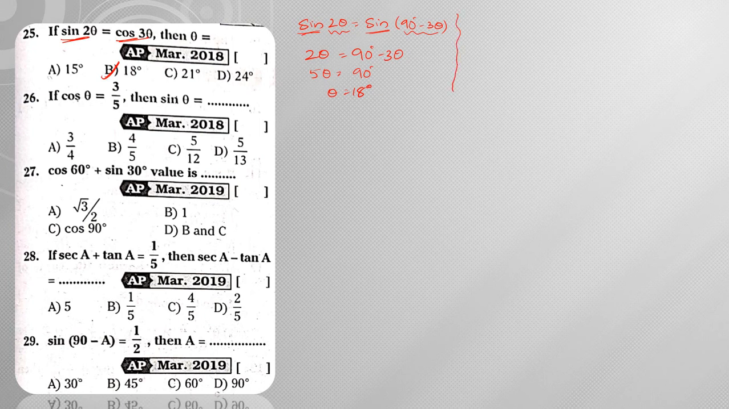Or simply, since sine and cos are complements of each other, the angles should be complementary. Directly we can write 2 theta plus 3 theta is equal to 90 degrees, and from that you can get the answer, right? Next, if cos theta is equal to 3 by 5, so if this is adjacent and this is hypotenuse, then automatically this is 4.